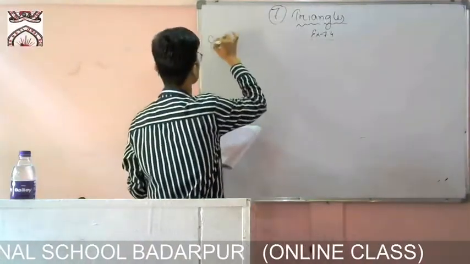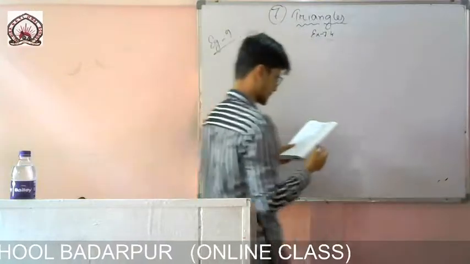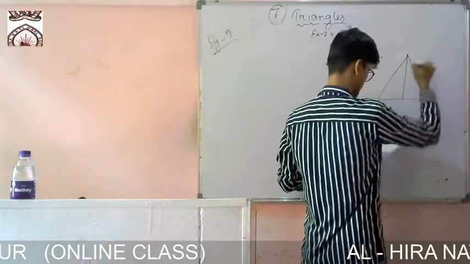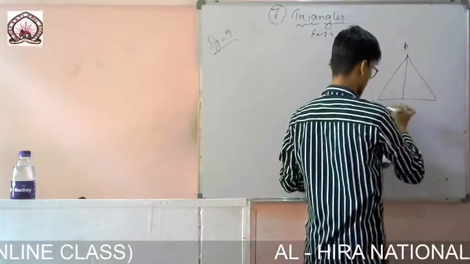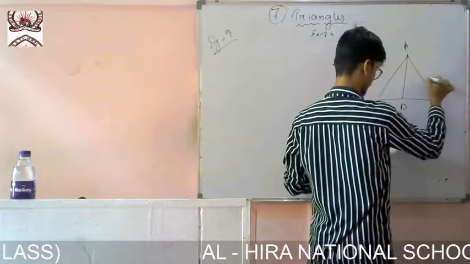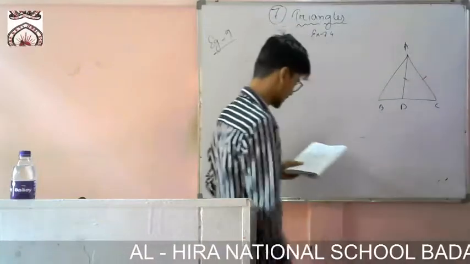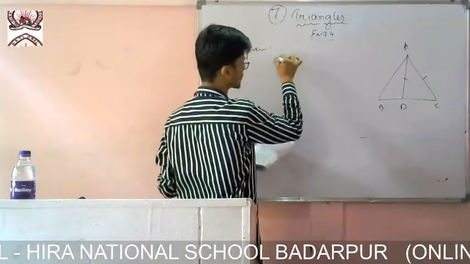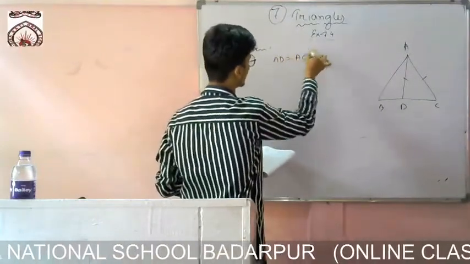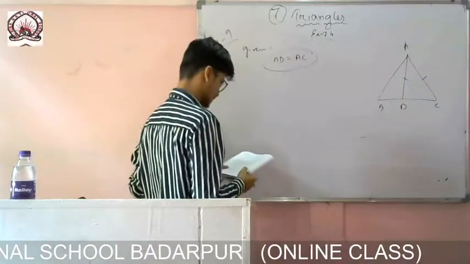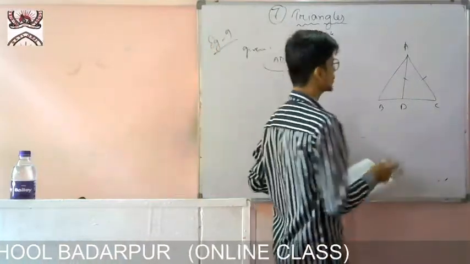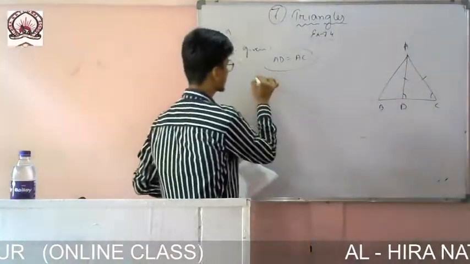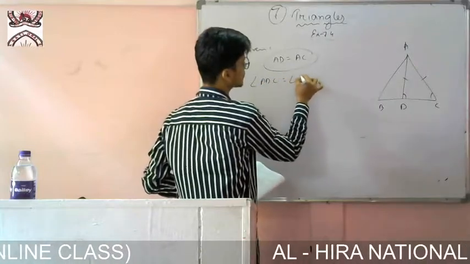I am talking about example number 9. So figure is given like this. I will just explain this one. It is done very nicely in the book. What is given in the question? You see, AD is equal to AC. So we know that if these two sides are equal, then the base angles are also equal. So I can write angle ADC will be equal to angle ACD.